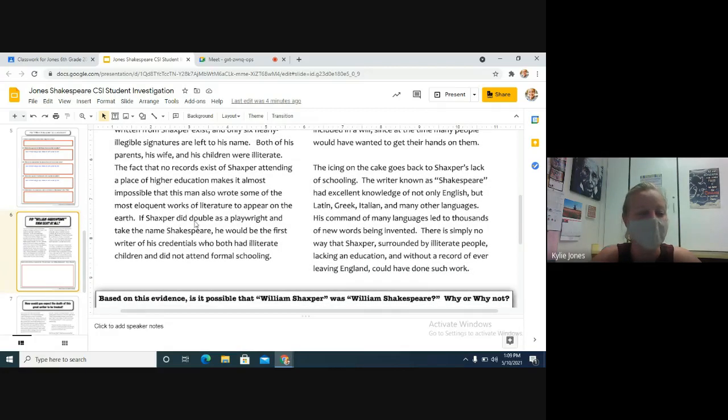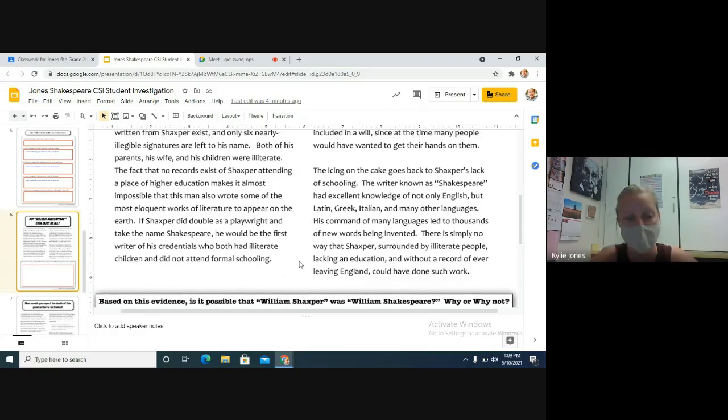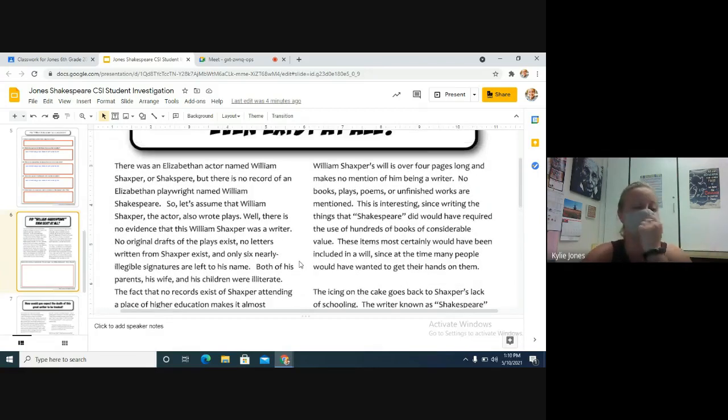If Shakespeare did double as a playwright and take the name Shakespeare, he would have been the first writer of his credentials who both had illiterate children and did not attend formal schooling. So far there is a dude in the record of the world, right? From that time period named William Shakespeare. That's not Shakespeare, right? They probably were looking through files and stuff. I'm sure they did. To be a historian, to figure out old, ancient things, you go through a lot of old documents and it takes a long time to do things like that.